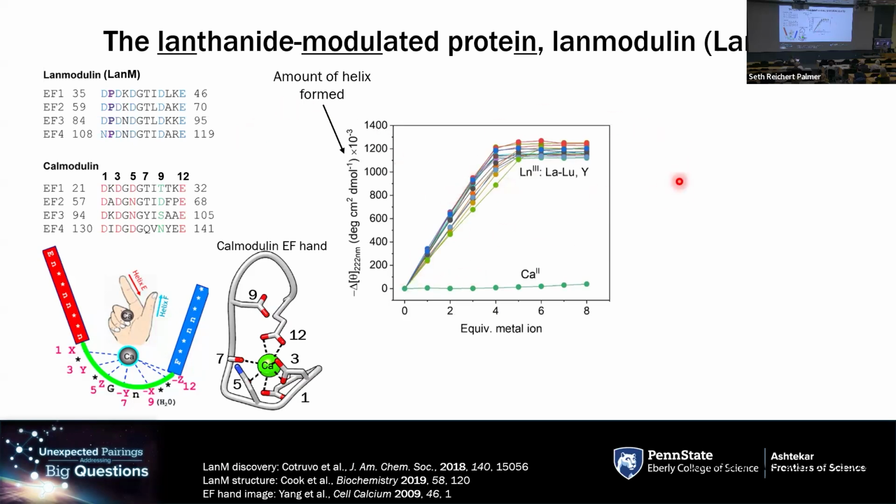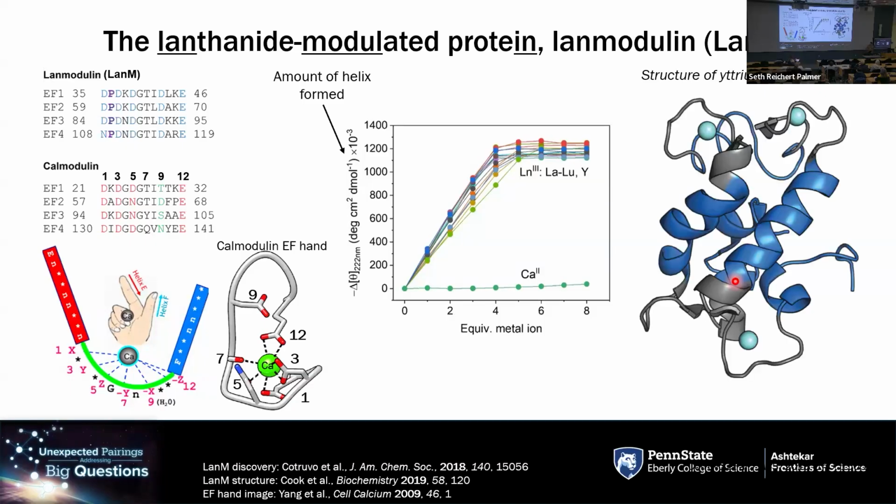And you can see that all of the rare earths form this helix, but then, interestingly, when we added calcium to the protein, nothing very much happened. And the reason that's the case is because it turned out that the structure of this protein was totally different from other EF hand proteins. And so this is a representation of that.